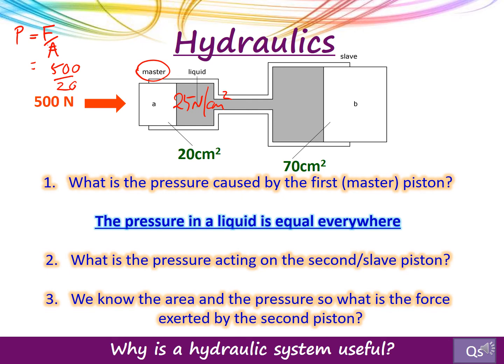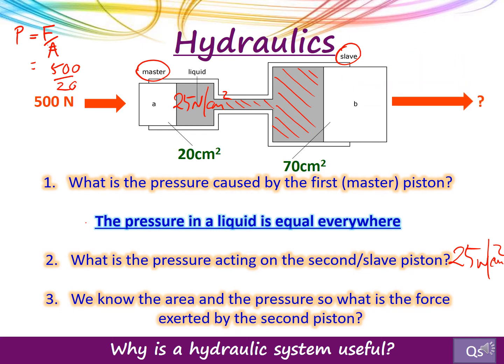Now we know that the pressure in the liquid is equal everywhere. So through this grey part here, we know that all of this liquid will have a 25 newtons per centimetre squared pressure. So when we look at the slave piston on this side, we need to do some rearranging. So number 2, what is the pressure acting on the second slave piston? We know that's 25 already. And number 3, we know the area and the pressure. So what is the force exerted by the second piston?